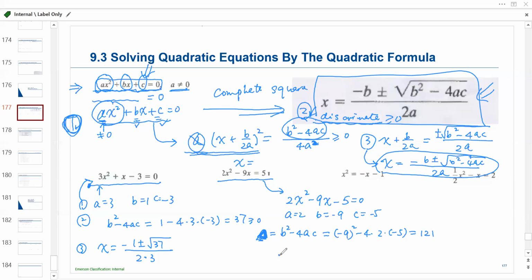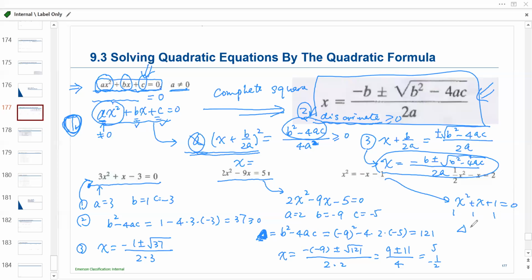So you can get x is -b plus or minus the square root of 121, over 2a. So here it is 9 plus or minus 11, over 4, right? So you get one solution is 5, the other one is negative half. So easily you get the results. Same steps here: x squared plus x plus 1 equals 0. You can see A equals 1, B equals 1, C also equals 1. What about the discriminant?